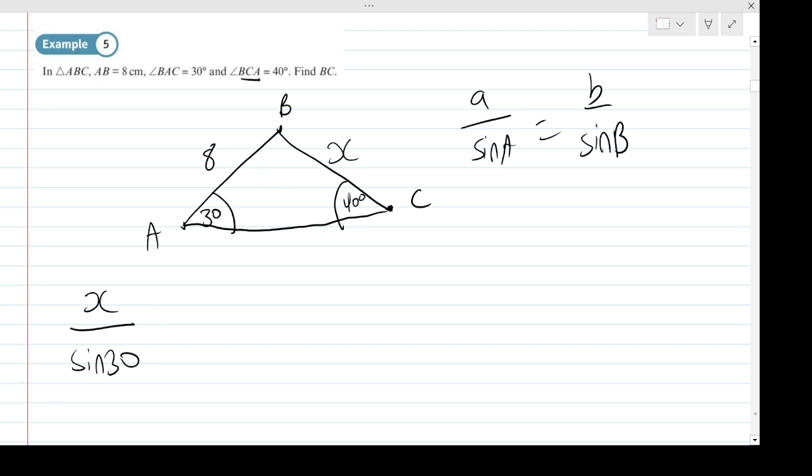Okay, so then that's going to equal another side over the angle. So we know this angle 40 is facing the 8, so it's opposite the 8. So it's going to be 8, which is the length, over sine 40, the angle. So there we are then. This is actually an equation for x, and we can solve.